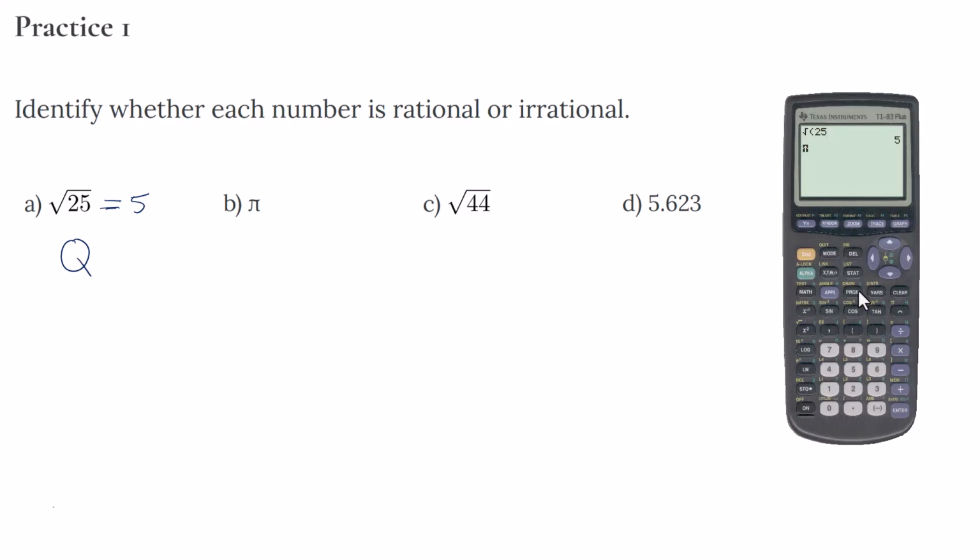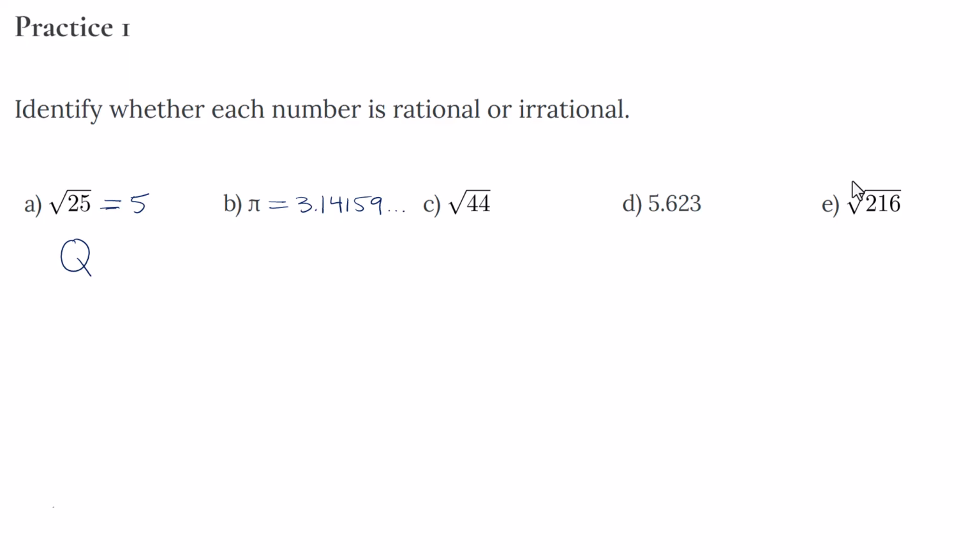When we calculate for pi in our calculator, we get 3.14159, so on and so on. So because this is non-terminating and non-repeating, we say that this is irrational. So I'll put a Q with a line over top.